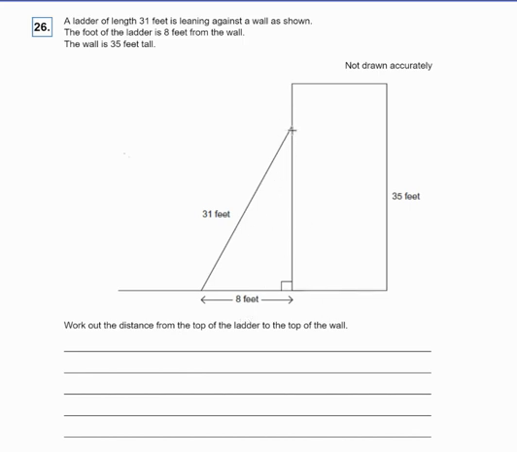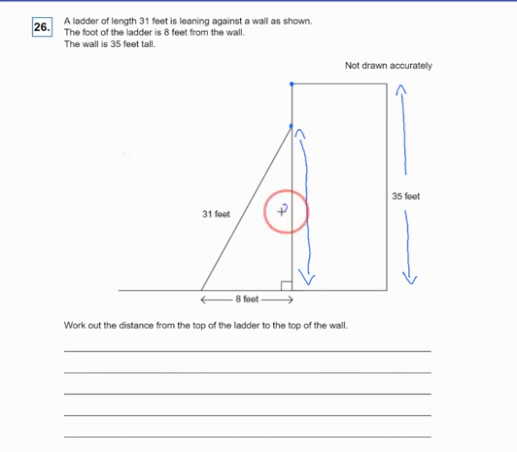So the top of the ladder is up here, and the top of the wall is up here. So we're trying to work out this distance here. To work out this distance, well, we know the distance of the entire wall, which is 35 feet. So if we knew this distance here, the distance that we want would be the difference between 35 and this missing distance that I've marked here in blue. And that's just Pythagoras, right?